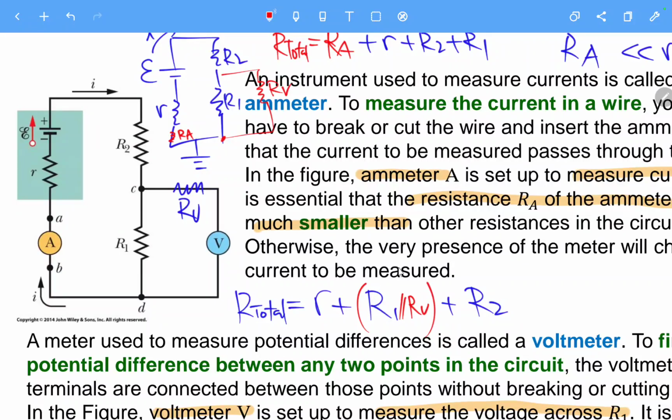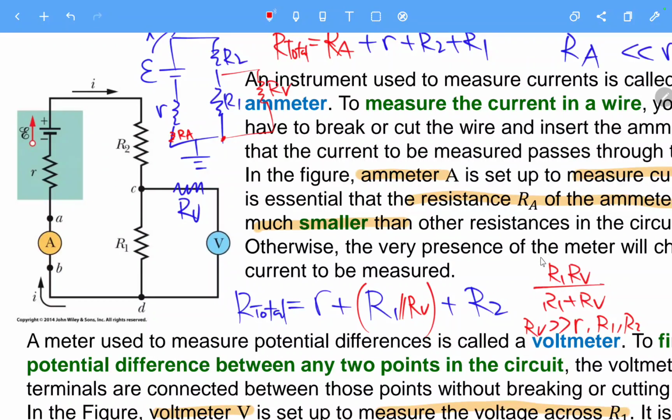So in this case, the parallel resistance is R1 times RV over R1 plus RV. So here you hope that RV is much larger than R1 and R2, so that this parallel operation doesn't change the value. If RV tends to infinity, RV will be much larger than R1. So for the denominator, it is nothing but RV, and RV will cancel.